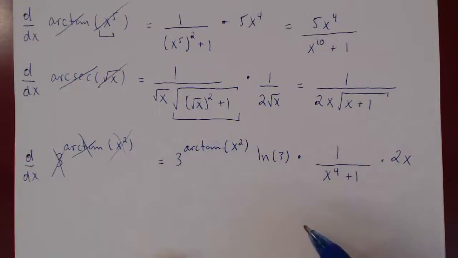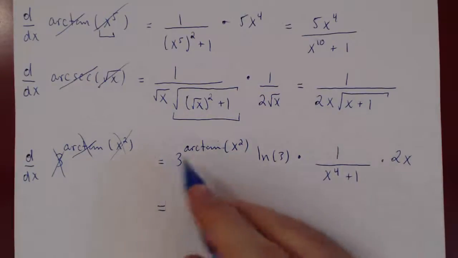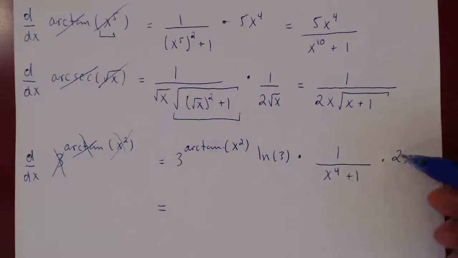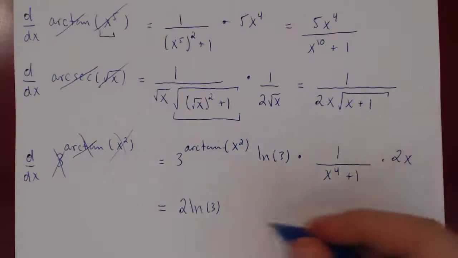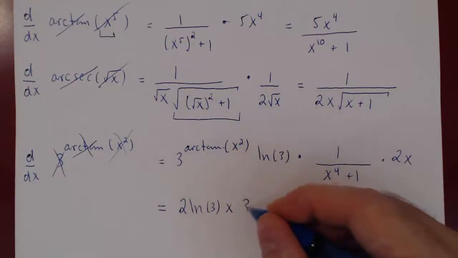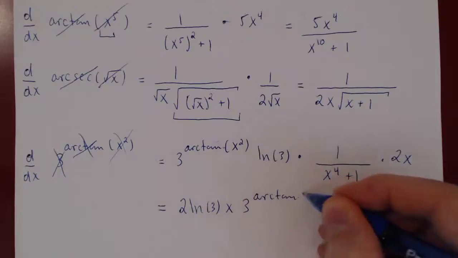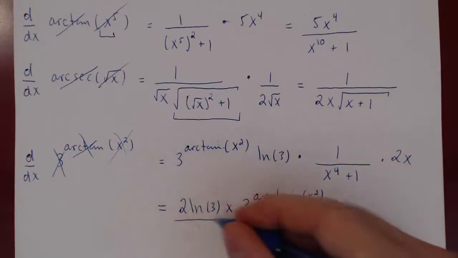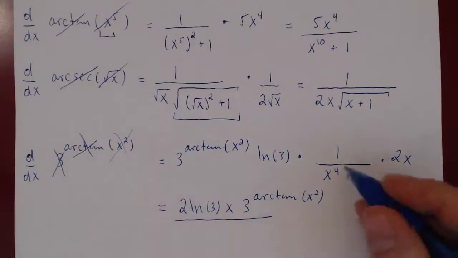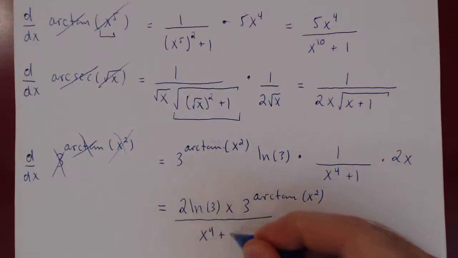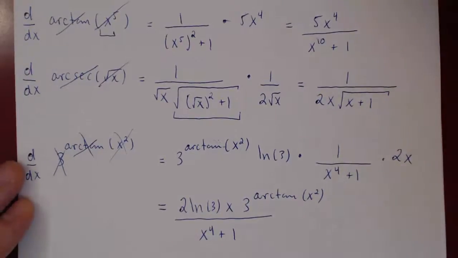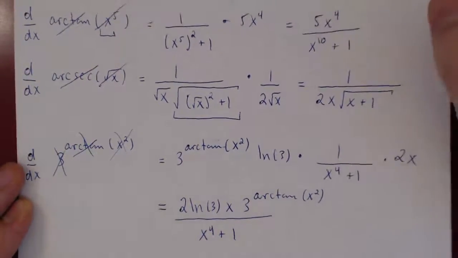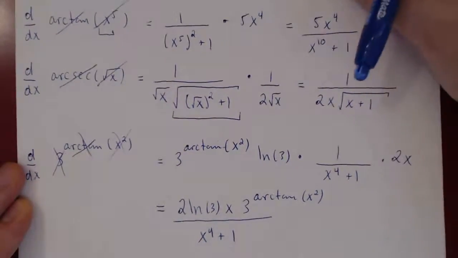And that is now the derivative of this function. We can write this in a slightly nicer form by regrouping as a single fraction. We'll have 2 ln of 3, so the constant terms first, times x, times 3 to the arctangent of x squared, the whole thing divided by x to the 4 plus 1. So there you have it. What if we had, say, a logarithmic function? Let's go with the derivative of ln of, say, arcsine of 2x.